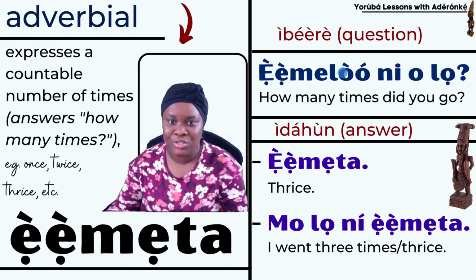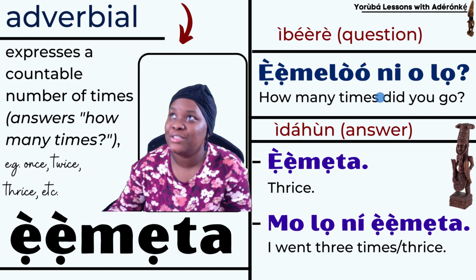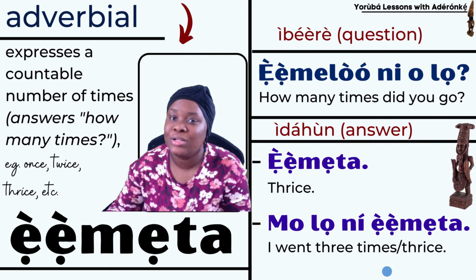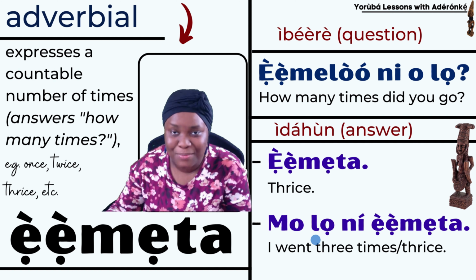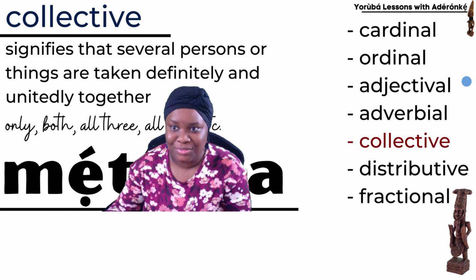But if you want to give a full sentence, you could say, mẹ́ta ni mo lọ. Mo lọ ní mẹ́ta. I went 3 times. I went thrice. Mélòó ni o lọ? How many times did you go to that event when it was still a thing? I went thrice. Mo lọ ní ẹ̀ẹ̀mẹ́ta. I went 3 times. Collective is next.